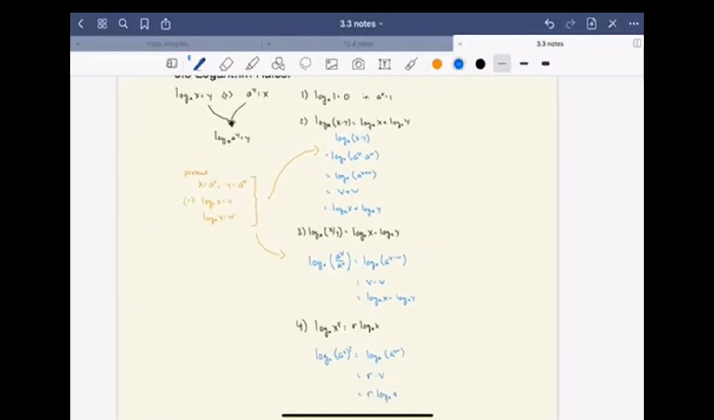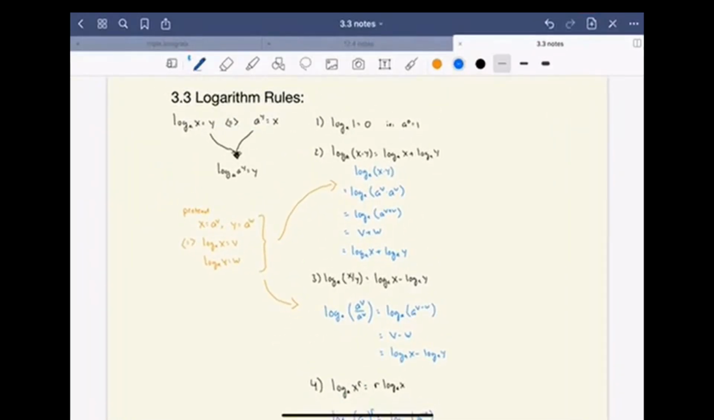All right, everyone. Welcome. We're looking today at 3.3, which is more with logarithms, logarithm rules. Okay. Let's just get a little reminder of what the logarithm means.